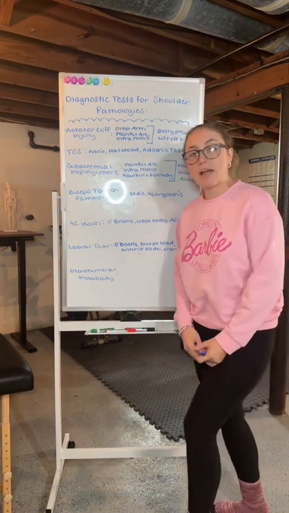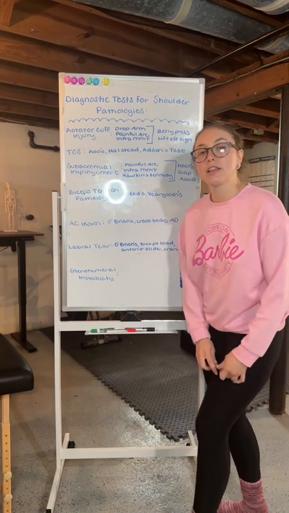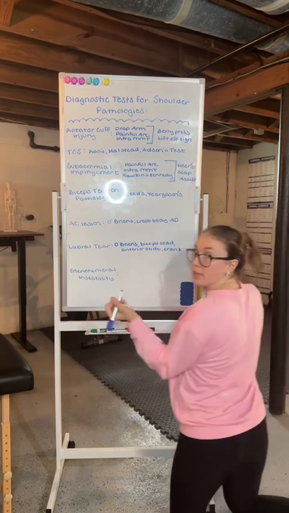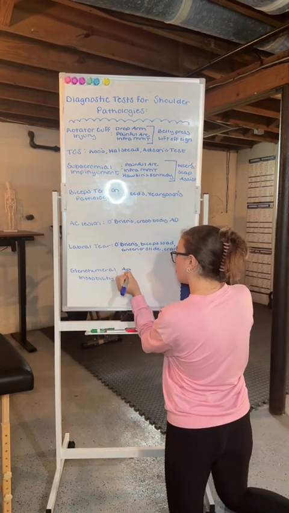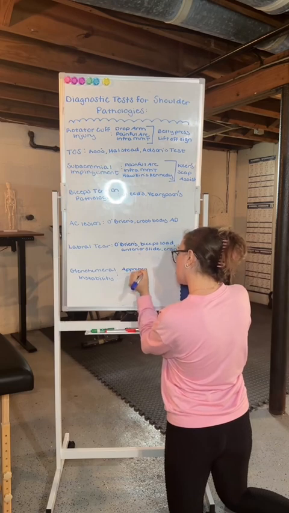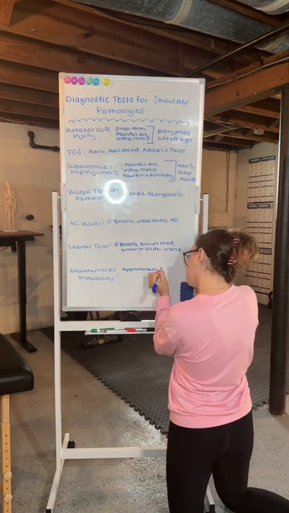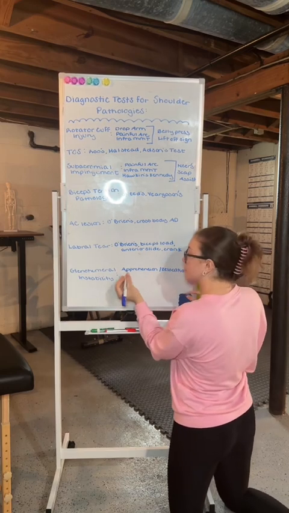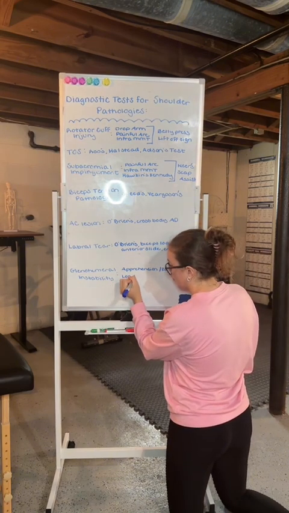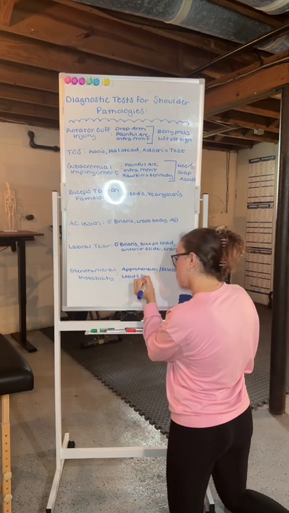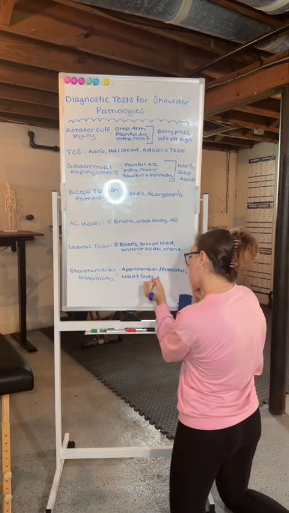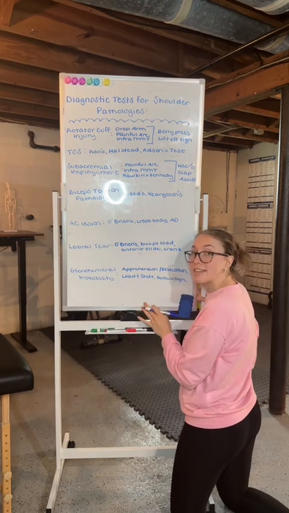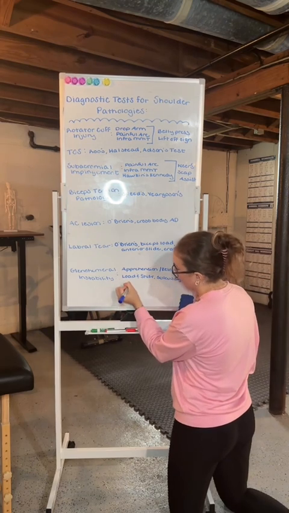The last pathology that we might test for in the clinic is for glenohumeral instability. There are a few tests that we can do to confirm or deny this hypothesis, and they are the apprehension and relocation, the load and shift, sulcus sign, and the anterior posterior drawer.